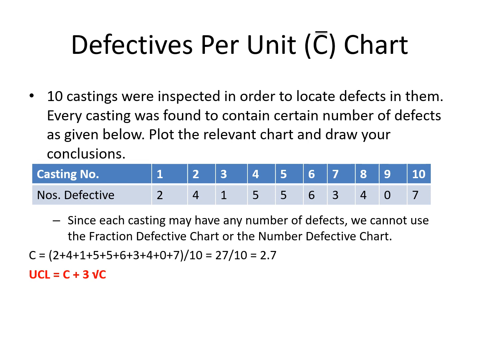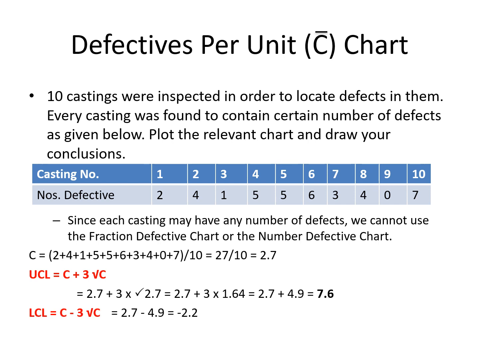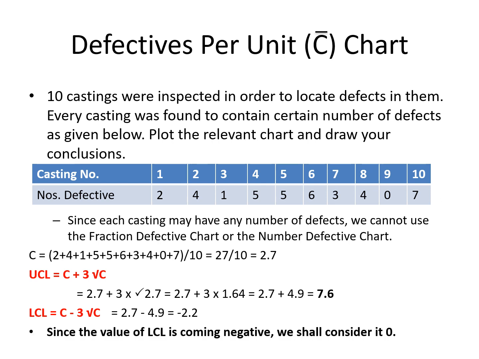Now applying the formula, the upper control limit would be C bar plus 3 times under root C bar. Of course, C bar would be the center line. So that gets 2.7 plus 3 times under root 2.7, which is 2.7 plus 4.9, which brings the figure to 7.6. So 7.6 defects is the upper limit, the acceptable level. Again, the lower limit would be 2.7 minus 4.9, which is a negative number, minus 2.2. So we will take 0 as the lower control limit.